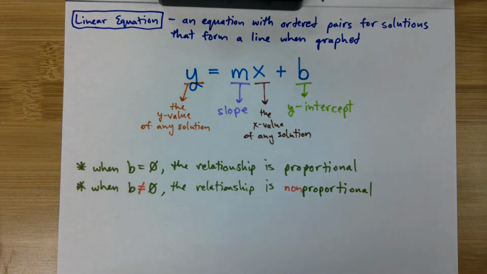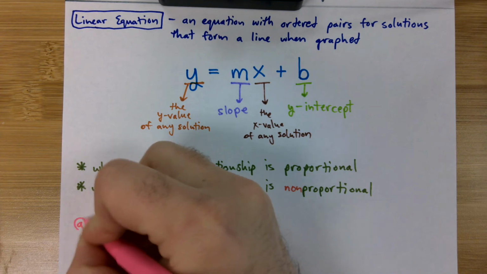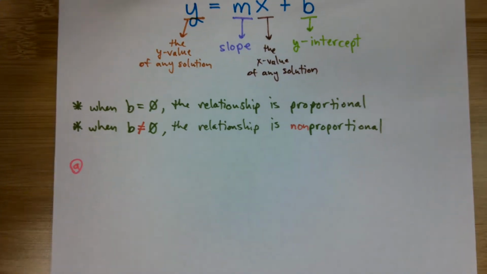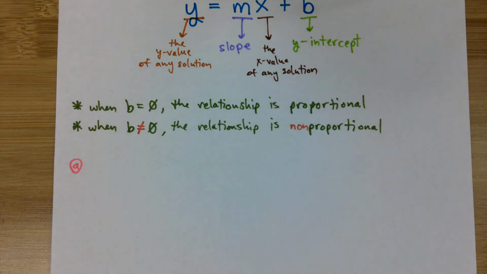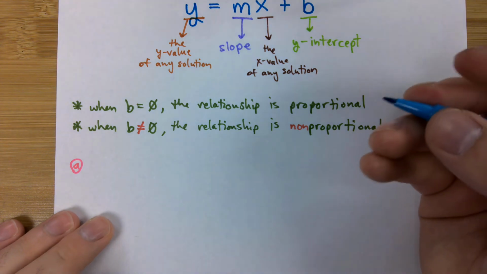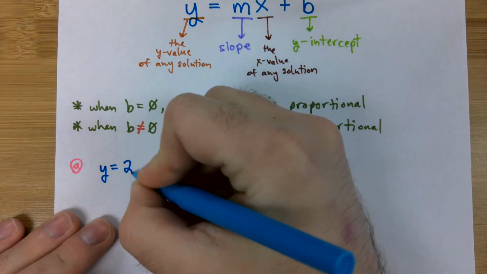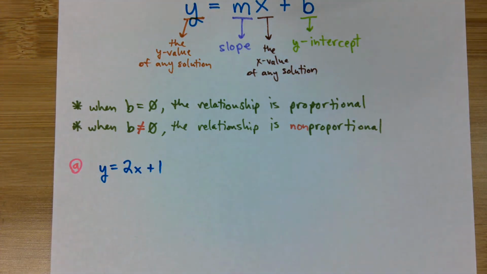Because now we're going to look at an example and hopefully it'll make some more sense. So example A. Example A, we're going to use the equation y equals 2x plus 1. Okay. Everyone got that written down?